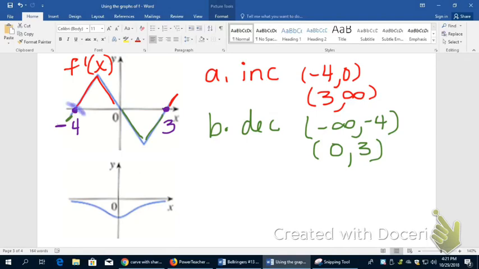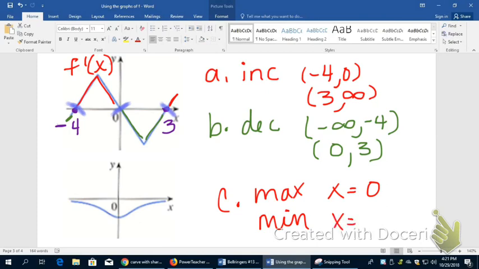I'm going to look at these places here where everything changes. In this particular graph, it looks like f of x has a maximum at x equals 0, because f prime of x is changing from positive to negative, and that there is also a minimum at x equals negative 4 and 3, because f prime of x is changing from negative to positive, or decreasing to increasing if that helps you.